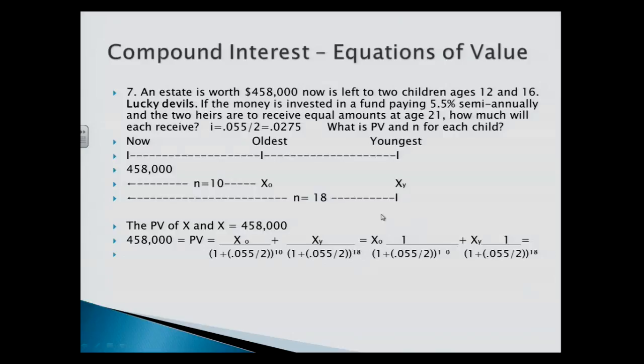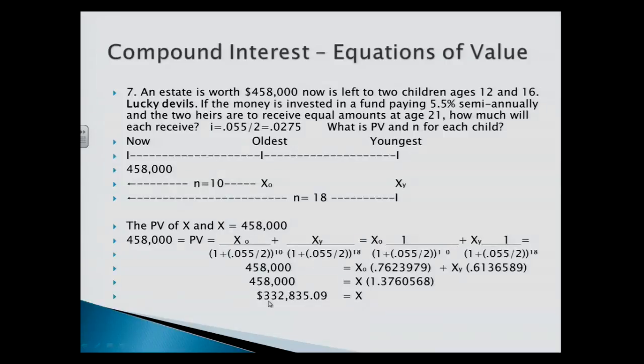Once again, we factor out the X. I want you to practice calculating this fraction. When you do that, you get this decimal and this decimal. I'm going to drop the X because it's going to be the same number, and we add the coefficients. We do a little algebra and divide both sides of the formula by this coefficient. So we're left with X, and each child, when they're 21, will receive $332,834.09.